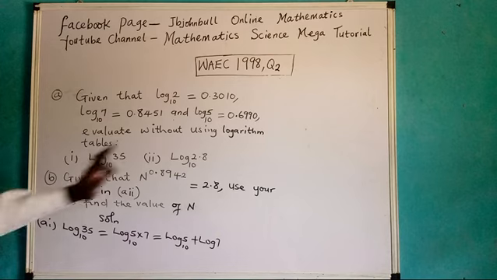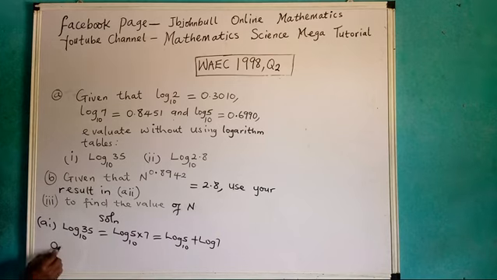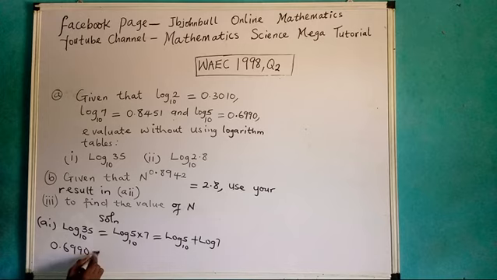We have log 5, and log 5 is 0.6990, and log 7, we have it as 0.8451. Okay, we can add up.